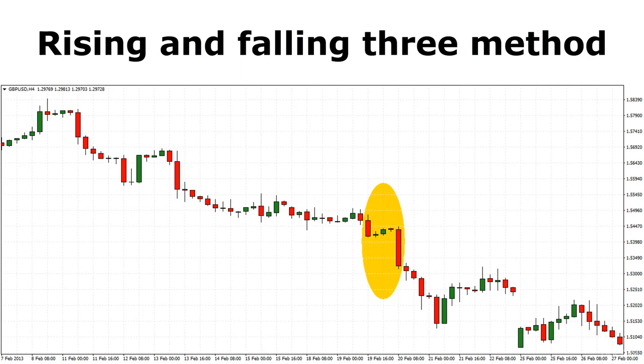The last candle of this pattern shows that sellers are again on the market, pushing the price down, so the downtrend continues.